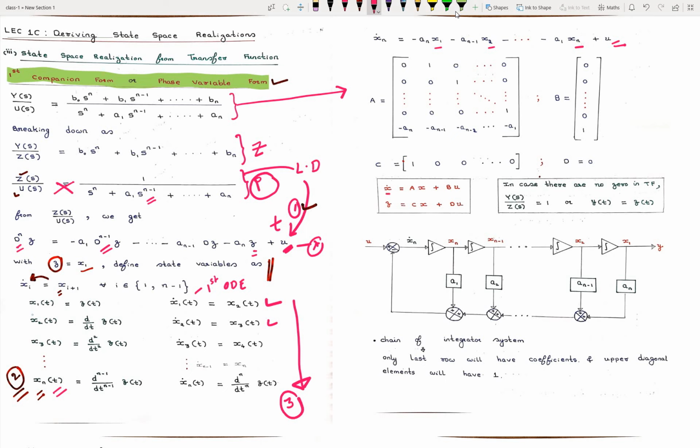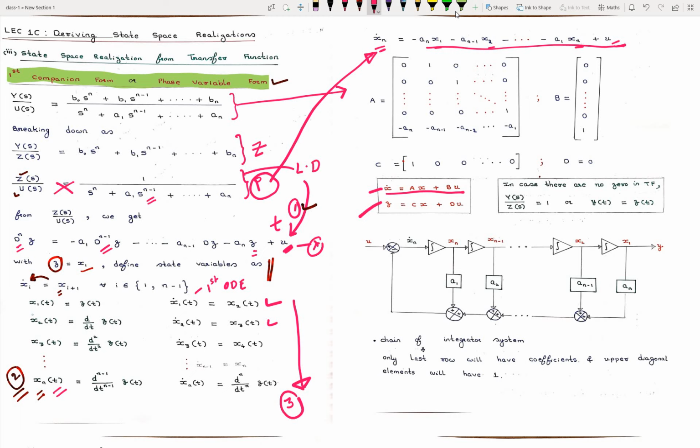Finally, we get x dot as a function of states and inputs. So by using this transfer function, focusing only on poles, we obtain the state space equations. This is called the state equation, and this is called the output equation. From here it's very easy.